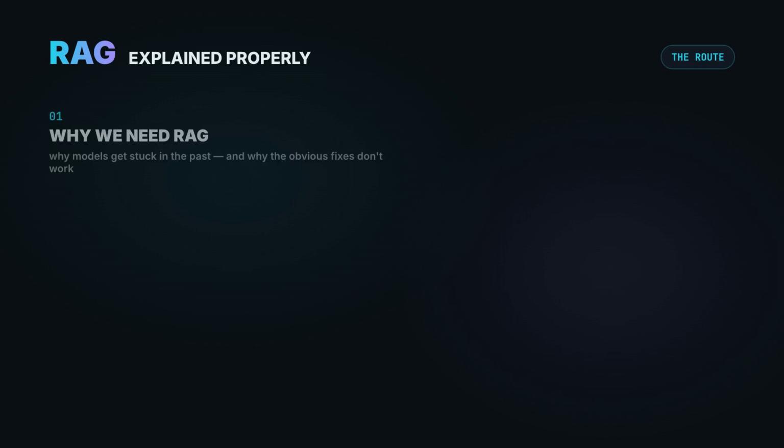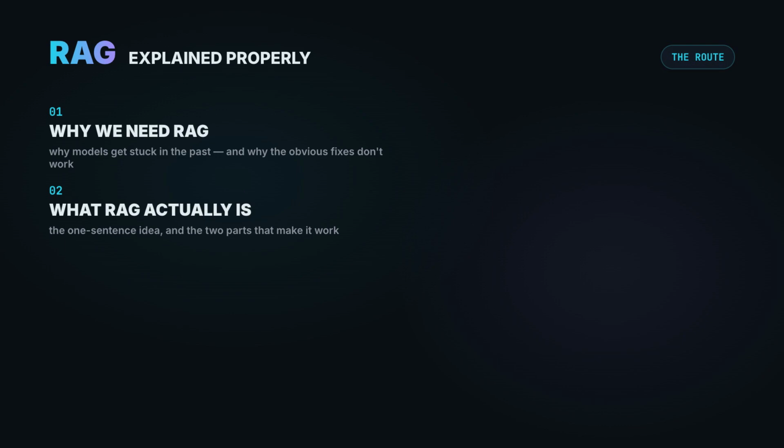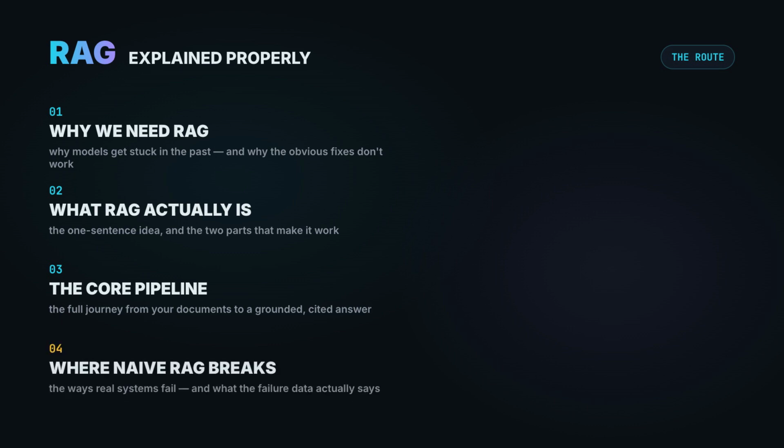Here's the route. Chapter 1. Why we need RAG at all. Chapter 2. What RAG actually is. Chapter 3. The core pipeline, end-to-end, chunking, embeddings, vector search, and how it all lands in the prompt. Chapter 4. Where naive RAG breaks, including a famous statistic that turns out to be made up.